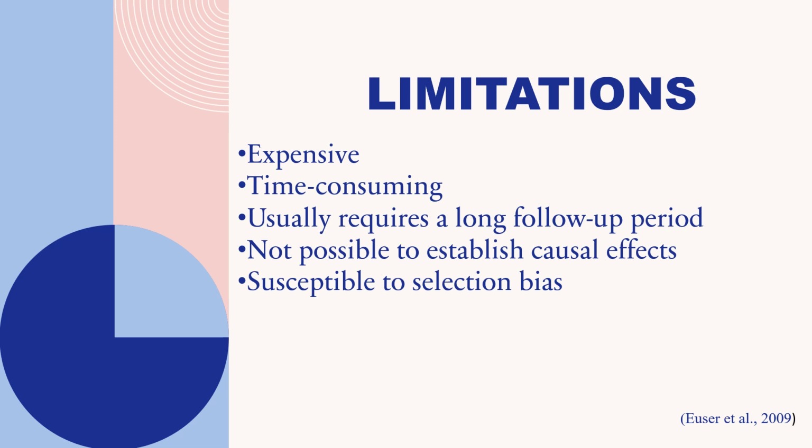And finally, prospective cohort studies can be susceptible to selection bias because the participants are usually chosen based on a certain criteria or characteristics. This means that the people who chose to participate may not be representative of an entire population. The selection bias can lead to results that may not accurately reflect what would happen in a broader population.